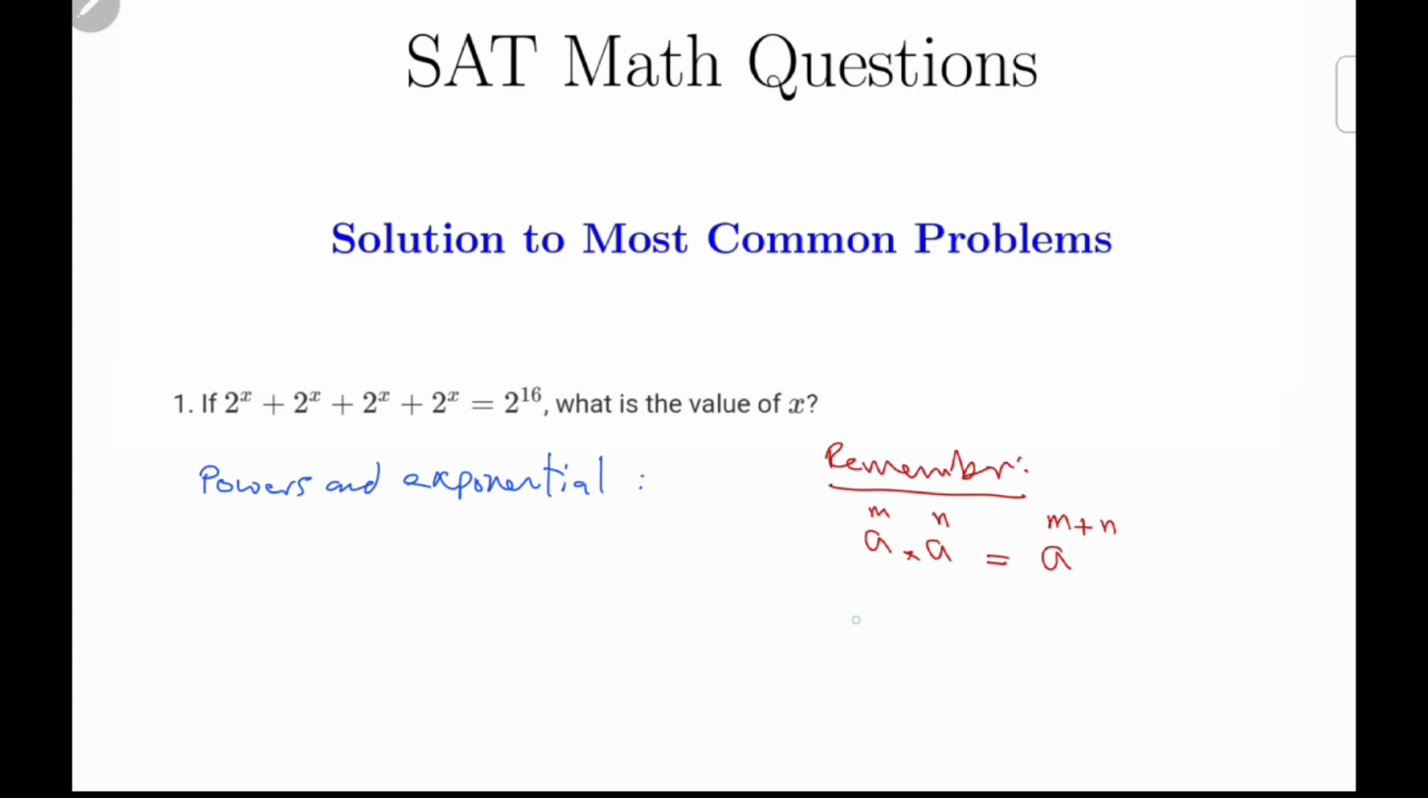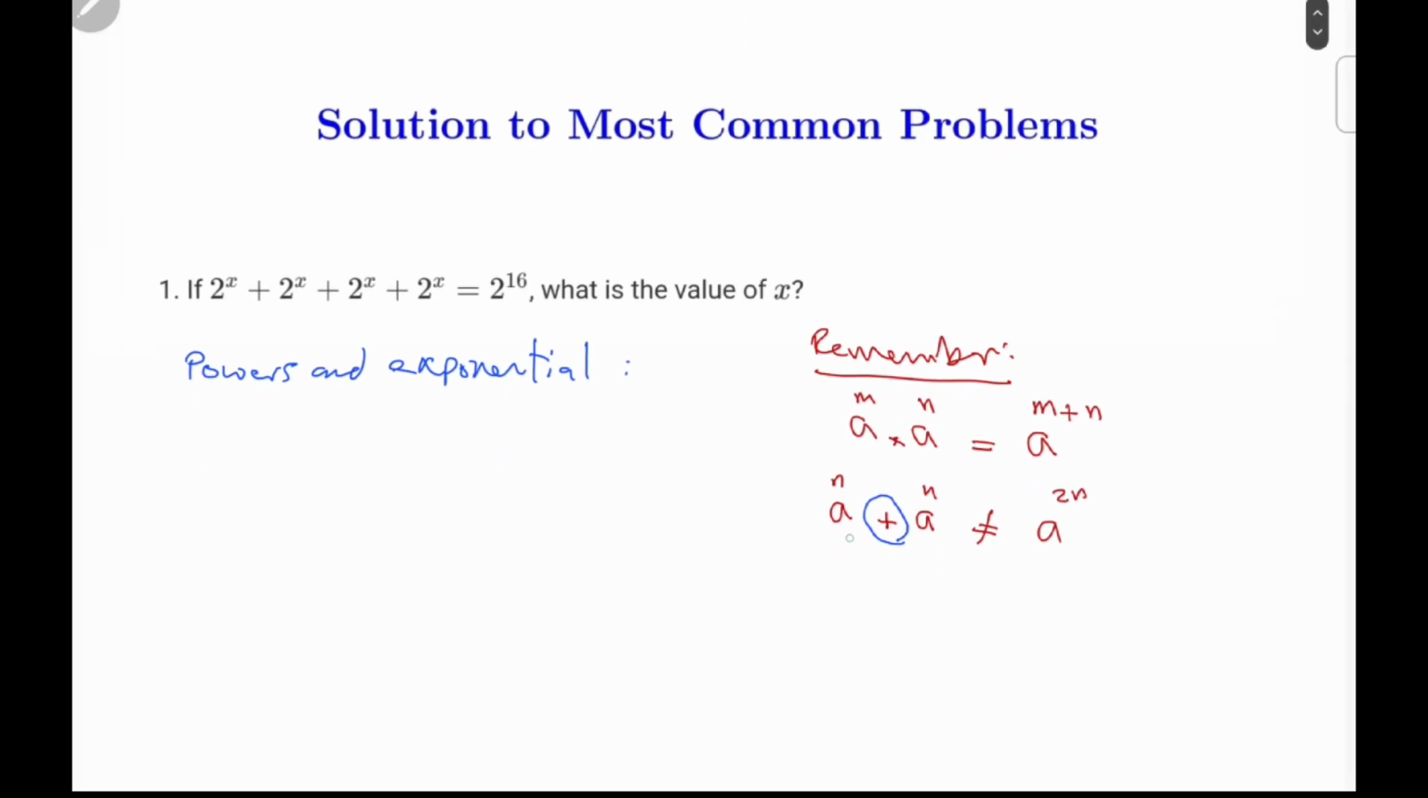You have to be careful that a to the power of n plus a to the power of n is not equal to a to the power of 2n. When you add, you assume that this is an object, capital A, and this is the same object, capital A. So A plus A is equal to 2A, which is equal to 2a to the power of n.